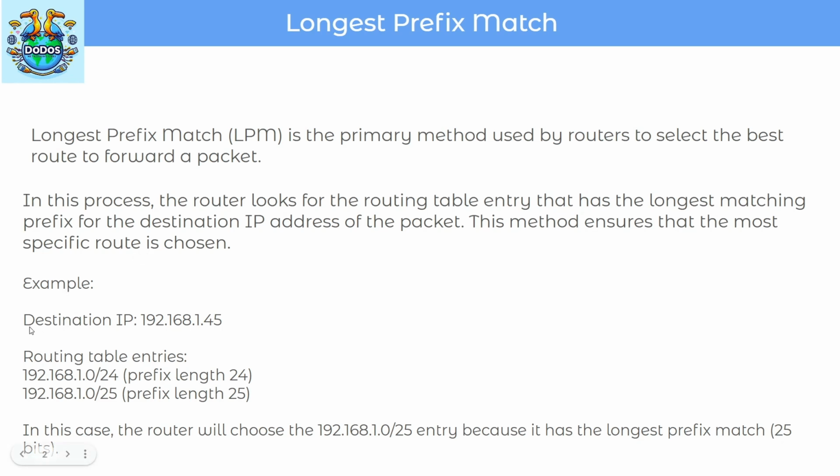So an example would be, say the destination IP is 192.168.1.45, and this is your routing table entry. It's 192.168.1.0/24, and this one is 192.168.1.0/25. So in this case, the router will choose the /25 entry because it has the longest prefix match, which is 25 bits. It's 25 more than 24, so this is the longest prefix, which means this will be the longest prefix match.